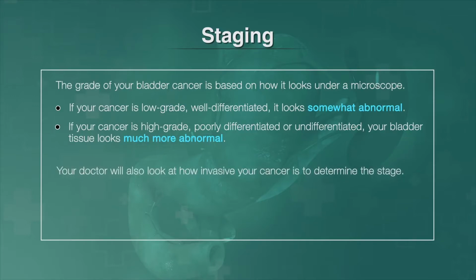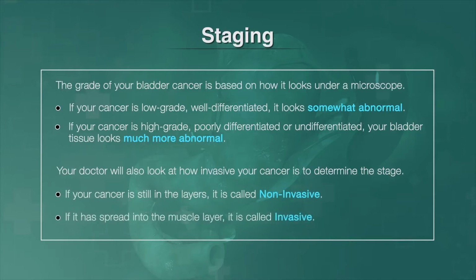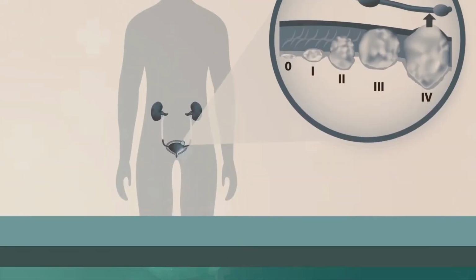Your doctor will also look at how invasive your cancer is to determine the stage. Invasiveness tells how deeply the cancer has grown into your bladder wall. If your cancer is still in the inner layers, it is called non-invasive. If it has spread into the muscle layer, it is called invasive.